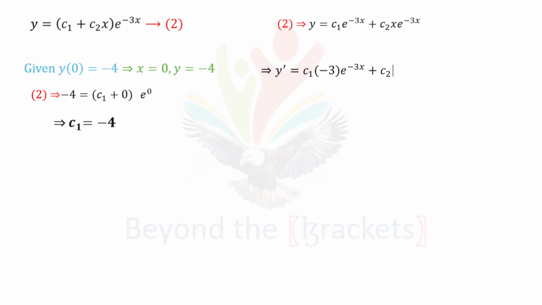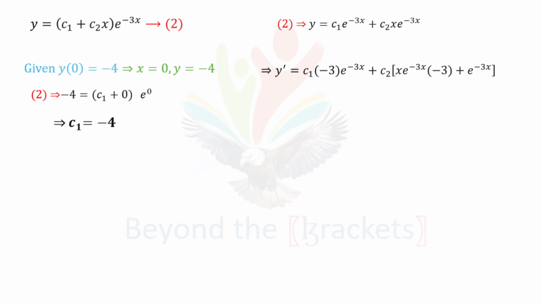Here x and e power minus 3x both have x, so we apply the UV rule. First function will be written as it is, so we will write x as it is. Differentiation of e power minus 3x will be e power minus 3x into minus 3, plus the second function e power minus 3x written as it is. Differentiation of x will be 1.